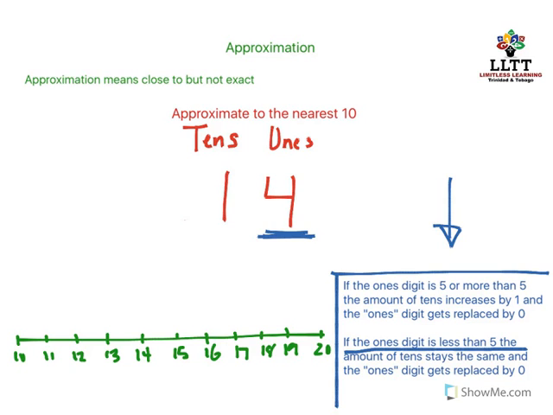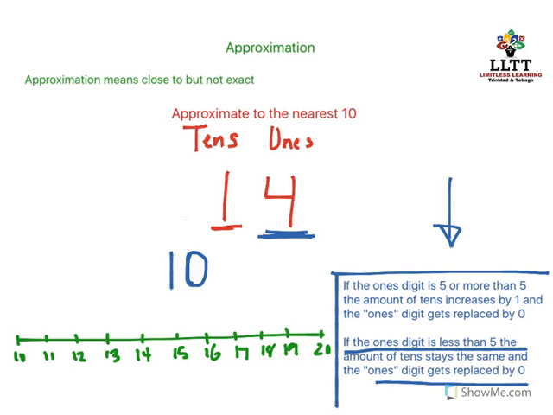So if our ones digit is less than 5, the amount of tens stays the same, right? So the amount of tens is currently 1. That's going to stay the same, and the ones digit gets replaced by 0. So 14 approximated to the nearest 10 is going to be 10. And we can look at that again on our number line.